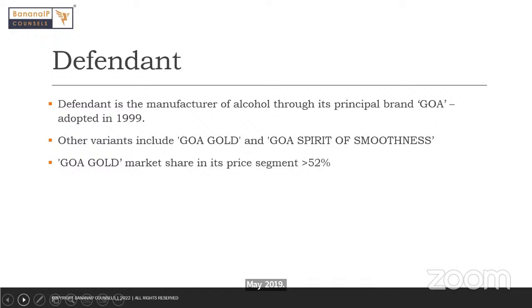Now, the defendant happens to be a manufacturer of alcohol, and it has been selling its alcohol through its principal brand called Goa, or GOA, which was adopted in 1999. There are other variants which include Goa Gold and Goa Spirit of Smoothness. Goa Gold has a market share in its price segment of about 52%.